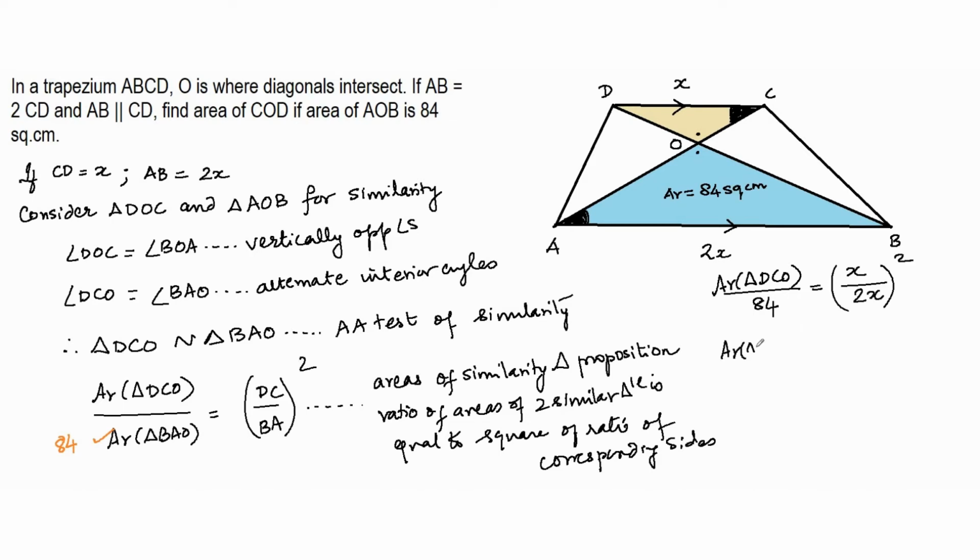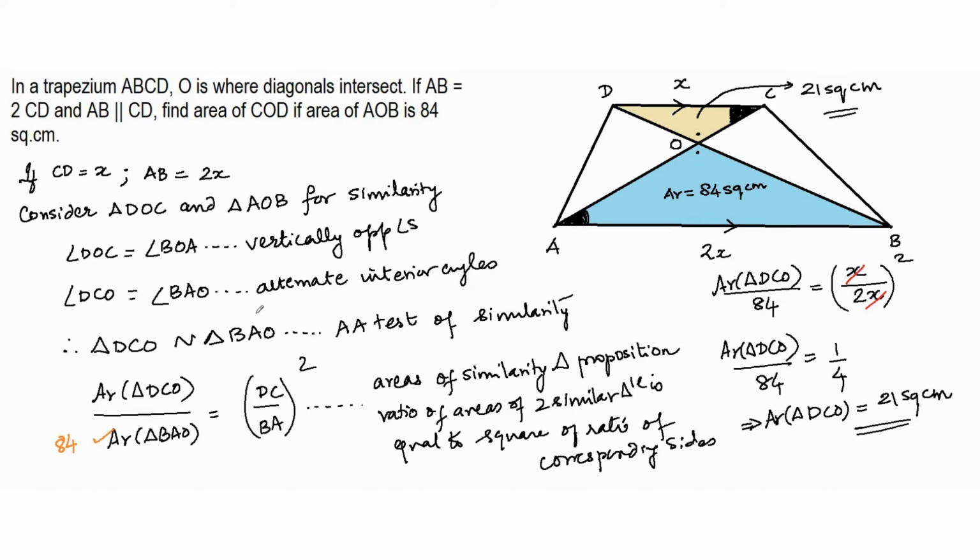Therefore area of triangle DCO divided by 84 is equal to, now on the right hand side you will notice that x and x cancel and this becomes 1 upon 2 square, which is equal to 1 upon 4, which implies area of triangle DCO is 1/4 of 84, which is equal to 21 square centimeters. So the area of this triangle is going to be equal to 21 square centimeter, right? This is how I can find the area of COD.